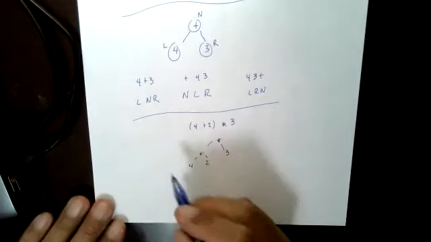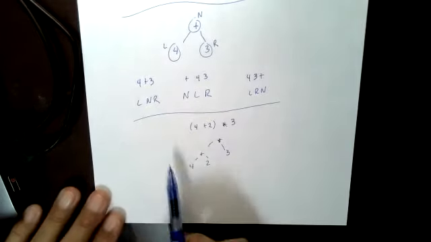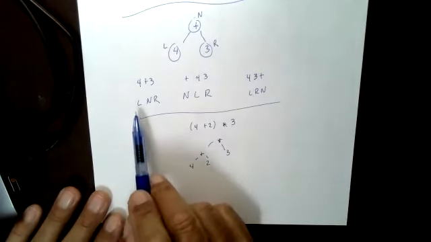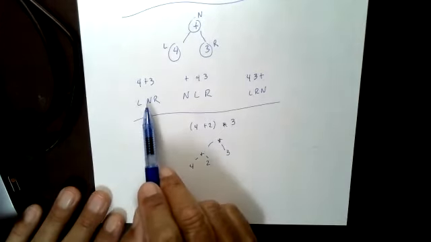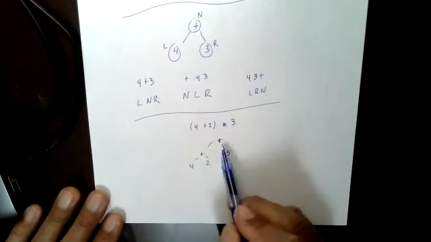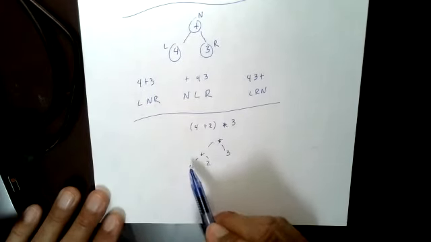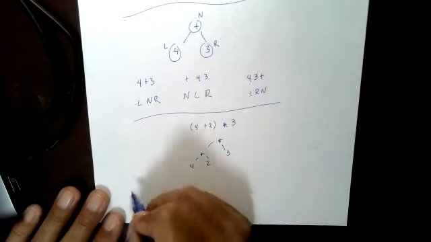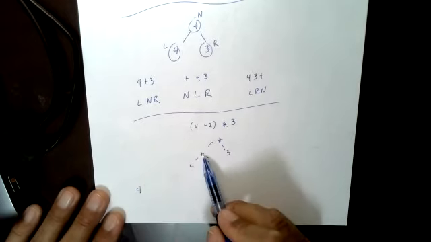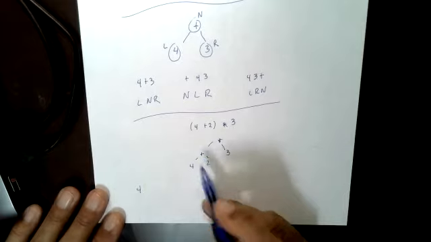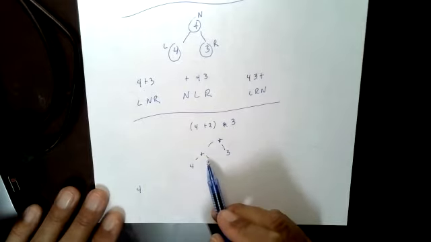All right, so my traversals. Infix said go left as far as I can, then back up to the node, and then go to the right. So I start here, I go to the left, I can still go to the left. So if I go all the way to the left, I get the 4. Then I go to the node, which was a plus.